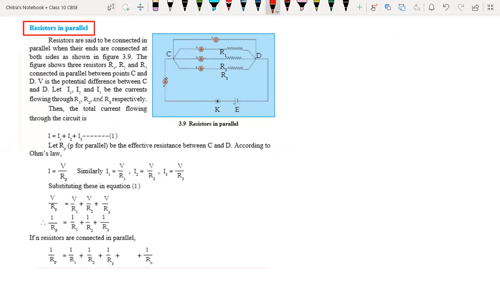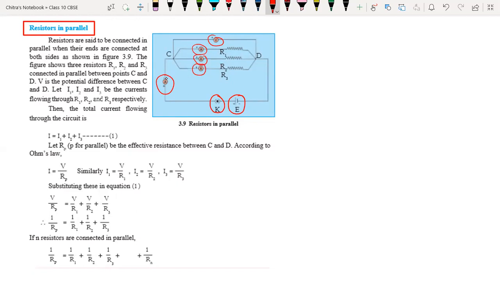See here we have R1, R2 and R3, the three resistors, and they are connected parallel to each other. Here we have a battery or the cell. Here we have the key in order to switch on and switch off the flow of electric current through the circuit. Again, here we have an ammeter which is used to measure the current, and here we have a voltmeter in order to measure the potential difference. And in order to measure the current across R1, R2 and R3, here we have three more ammeters which are used to measure the current.